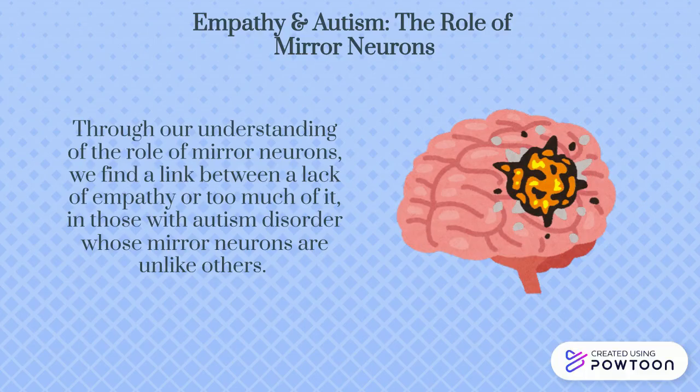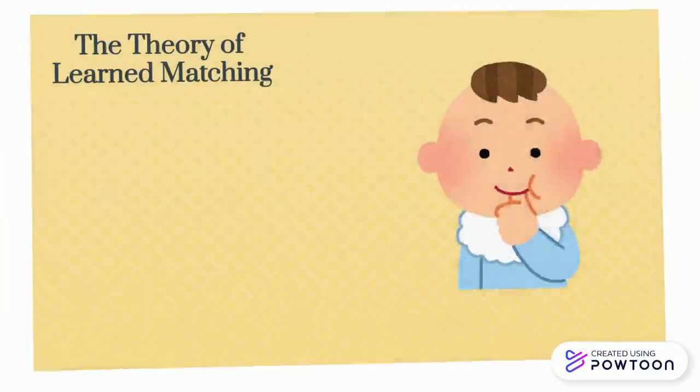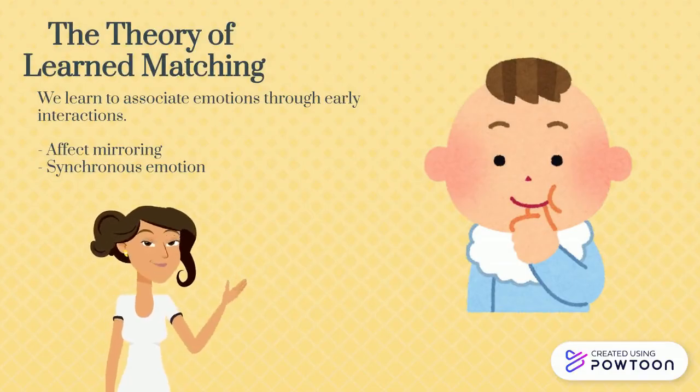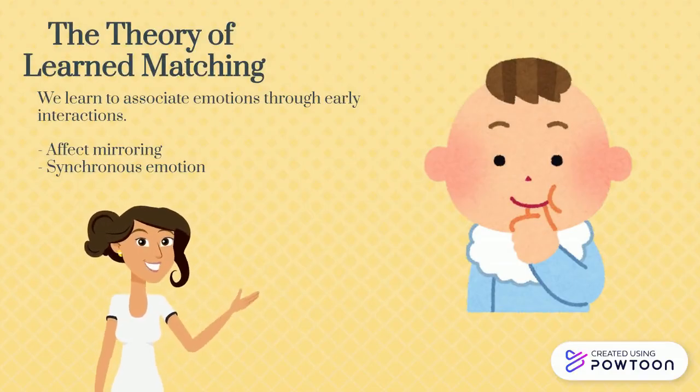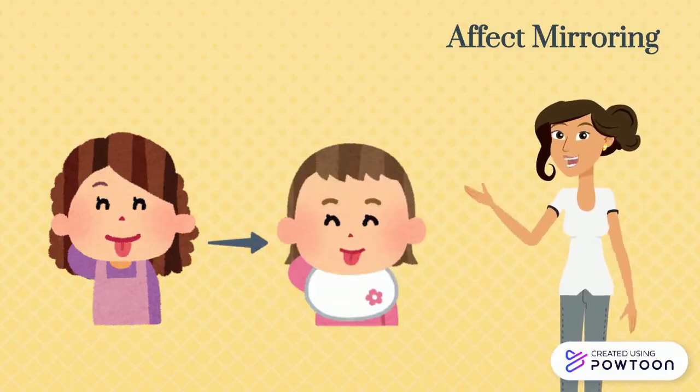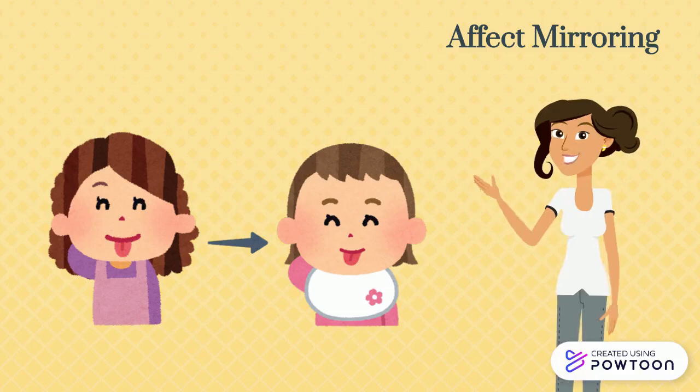Now let's look at the nurture side of the debate. The theory of learned matching suggests that empathy is learned due to associations we form during development. There are two processes that help us form these associations. Firstly, there is the process of affect mirroring. This is where someone imitates another person's emotional displays. Caregivers often react to their infants by imitating the emotions and expressions shown. The infant then learns to associate other people's emotions with their own.